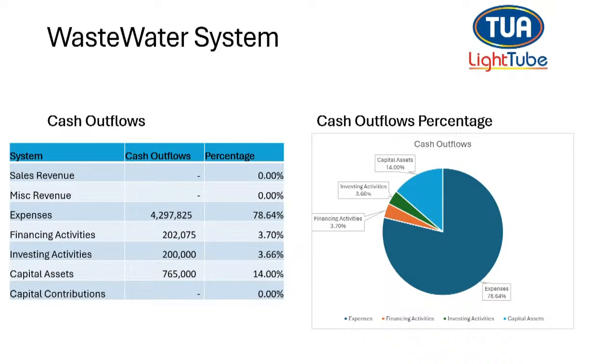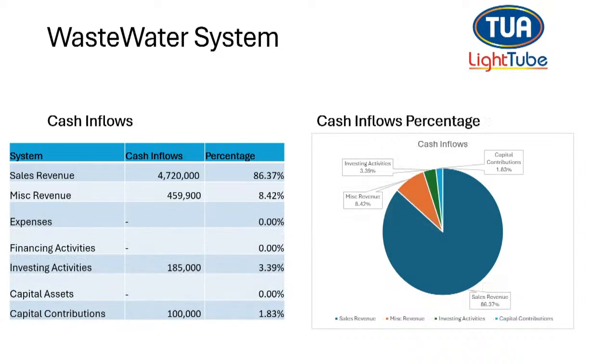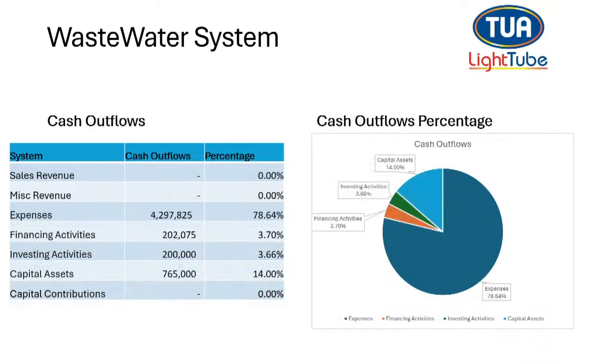All right, any questions? Where does the income from the waste we take care of from Bonnaroo show up? It shows up in miscellaneous. Okay. So if you go back one, you should see that there, in miscellaneous revenue for wastewater? Yep. So it shows up there. 459,000. Yes.